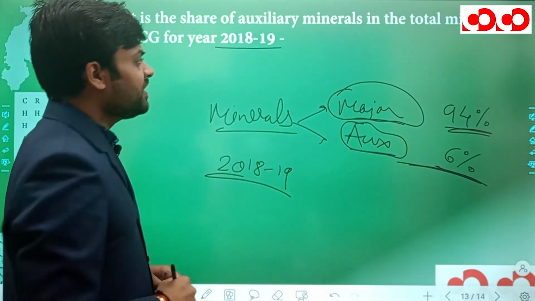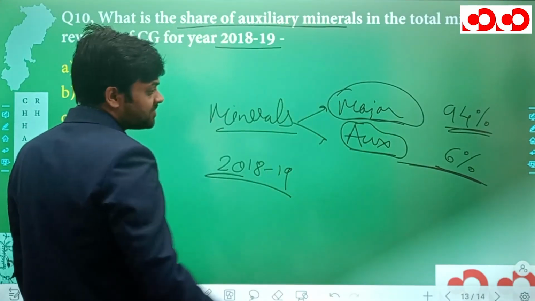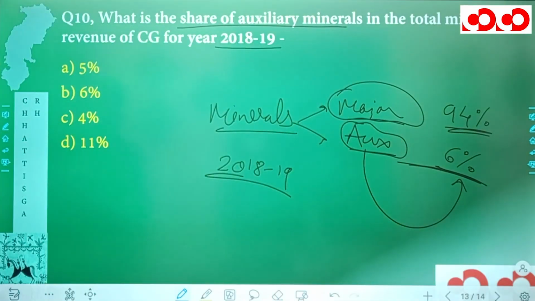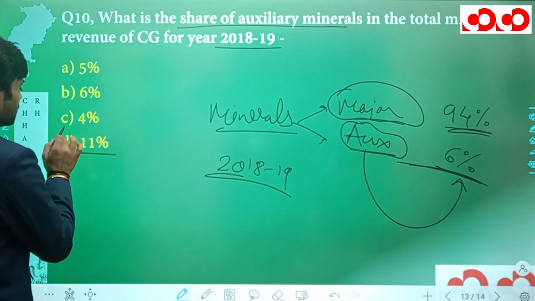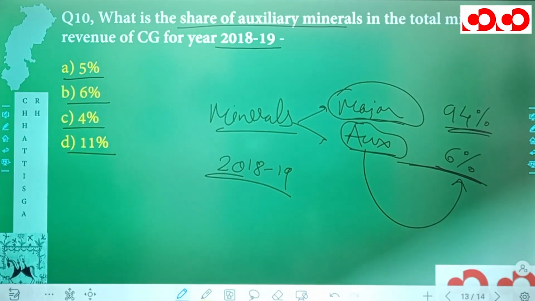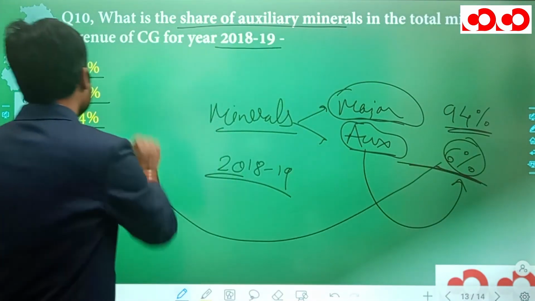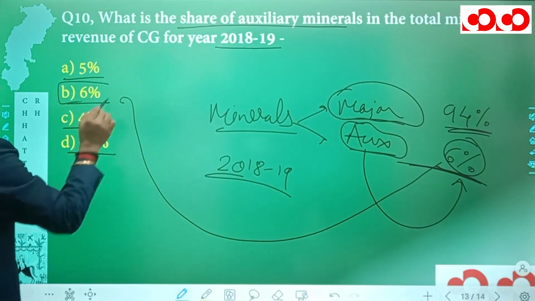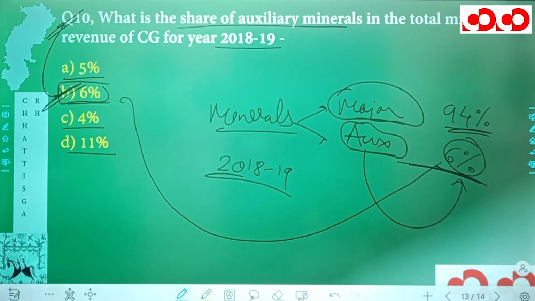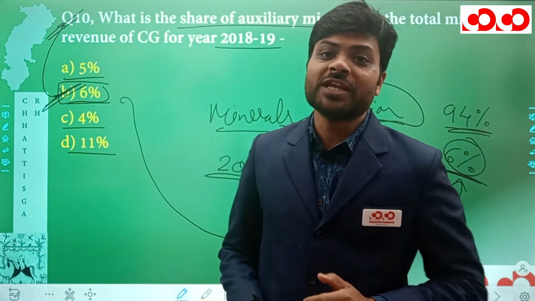Now in the question we have been asked what was the share of auxiliary minerals. We have seen the share of auxiliary minerals was 6%. What are the options that we have? In option D we have 11%, in option C we have 4%, in option B we have 6%, and in option A we have 5%. We know the answer is going to be 6%, and when 6% is mentioned in option B, it is going to be the correct option for our 10th question. So this was all about the 10th and the final question of this video.